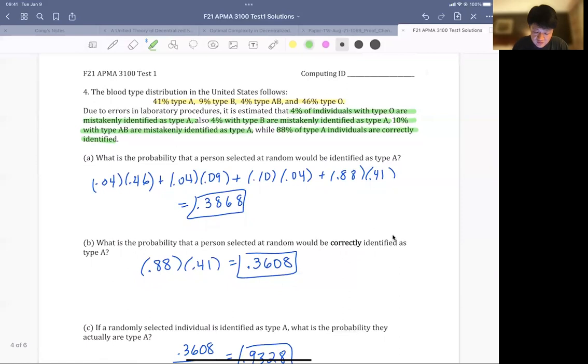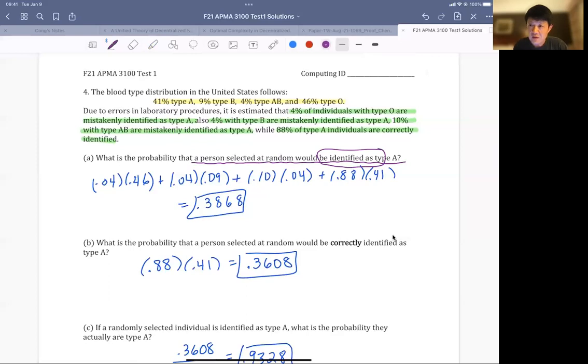Okay, so this is a question. Let's look at the problem. What is the probability that a person selected at random will be identified as type A? Noticing here, the question is that this person must be identified as type A. This is not asking you whether this person is indeed type A. So there is a difference here.